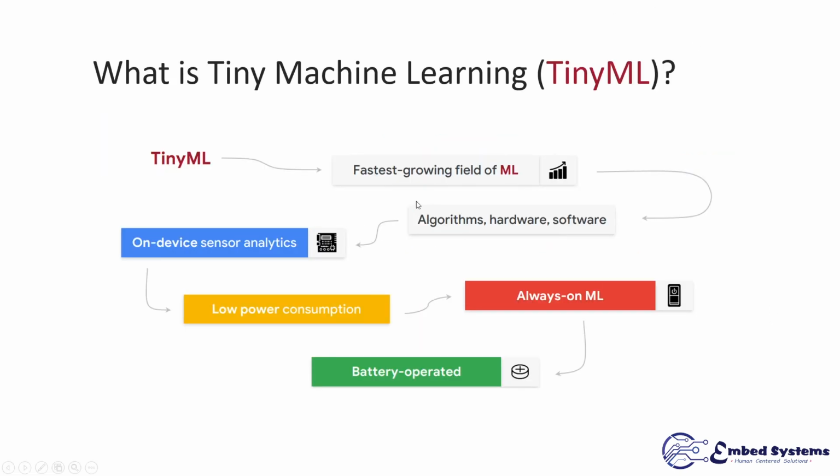Tiny machine learning is actually one of the fastest growing fields of machine learning right now. We have various algorithms, hardware and software, but the critical thing here is that some of the devices, especially the IoT devices, have low power and they are always on. Probably they are battery powered. So tiny machine learning is this field of machine learning that takes these models or algorithms that work very well on very big machines and makes them work on small and tiny devices.